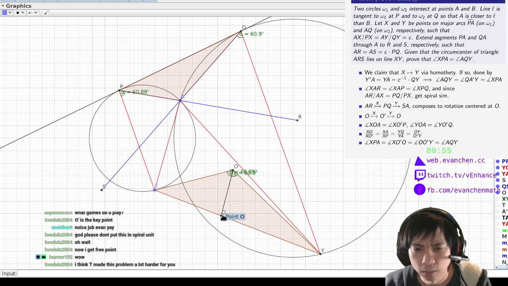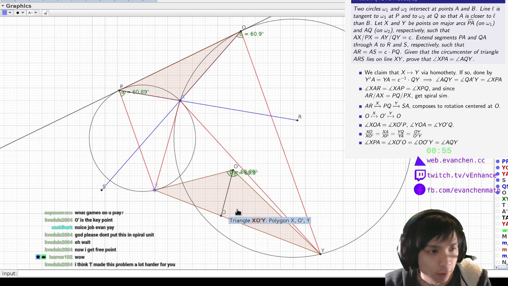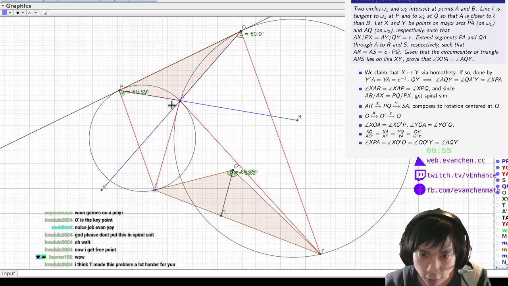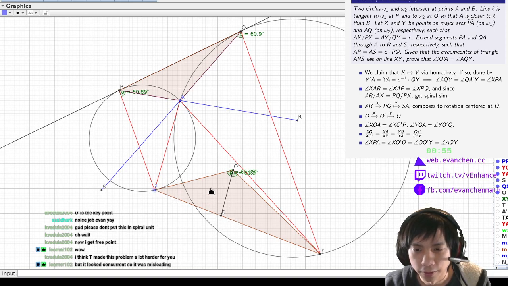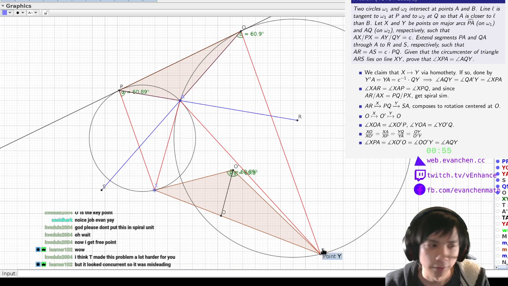Hang on. XO over XO prime, XA over, yeah, they are C. Because the same constant was used here, the angle bisector theorem then applies. And then it gives you the angles and you copy the angles. That's the complete solution.